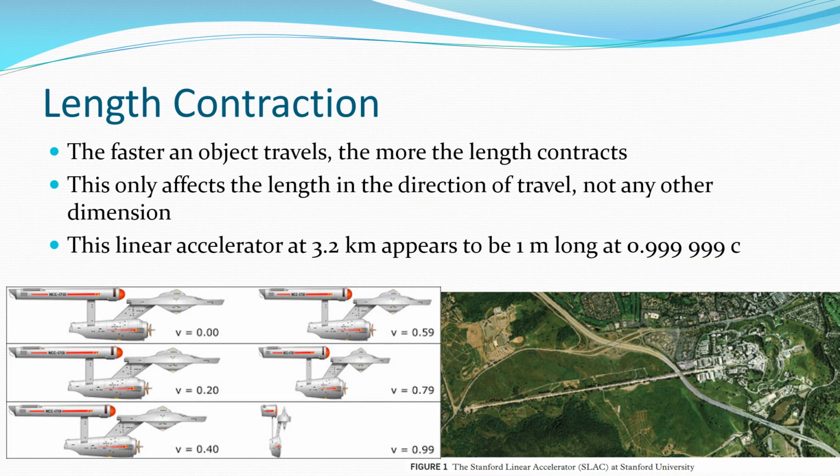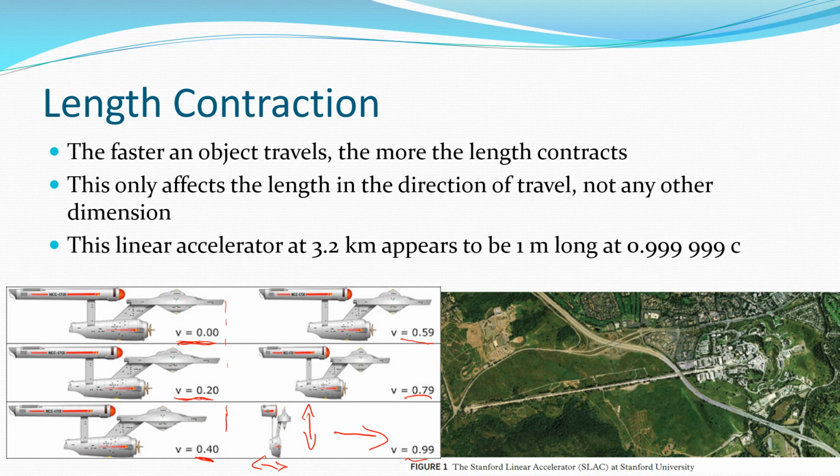So length contraction. The faster an object travels, the more its length contracts. It only works in the direction of travel. So if we look at our Starship Enterprise here, at rest, velocity 0, there's its proper length. But as it gets faster, so 0.2 the speed of light, for example, it's contracted a little bit. At 0.4 the speed of light, it's contracted even more. Almost 0.6, 0.8, 0.9 the speed of light, it would appear to be that thin. Notice in this direction, it hasn't contracted at all. It's only in the direction of motion, assuming it's traveling that way.